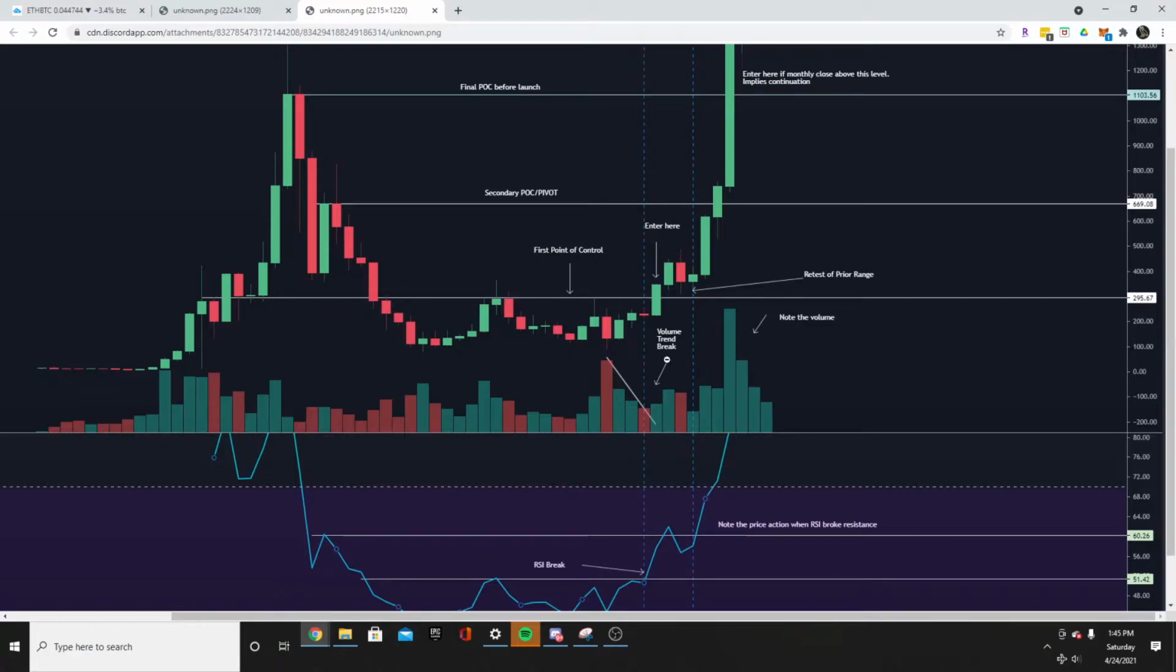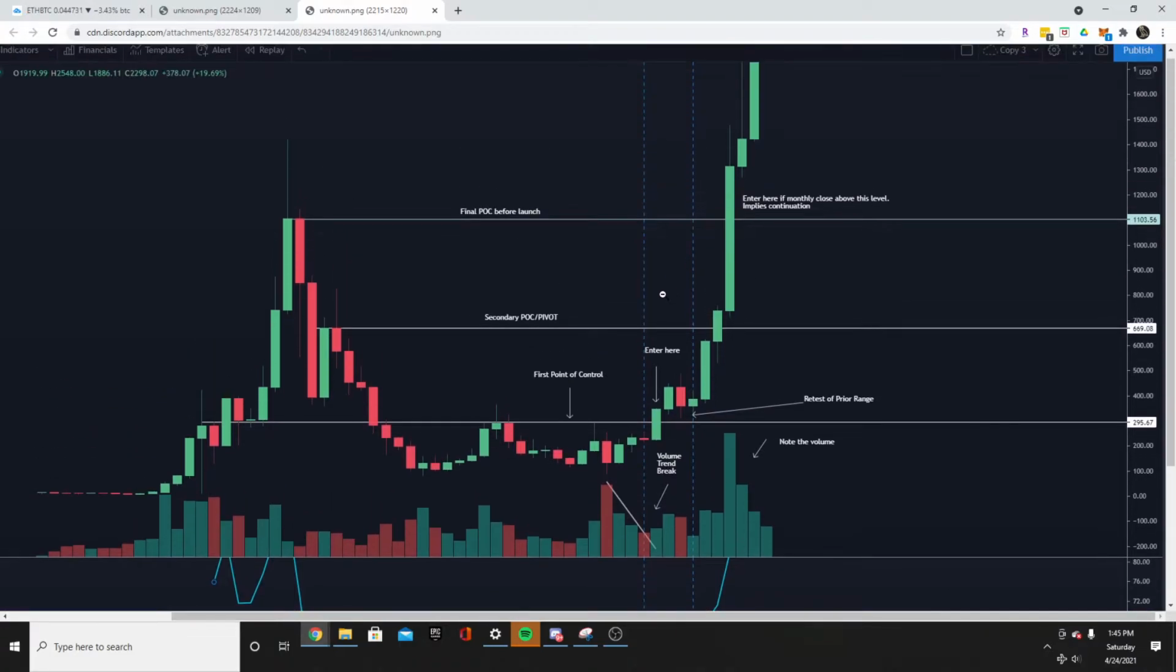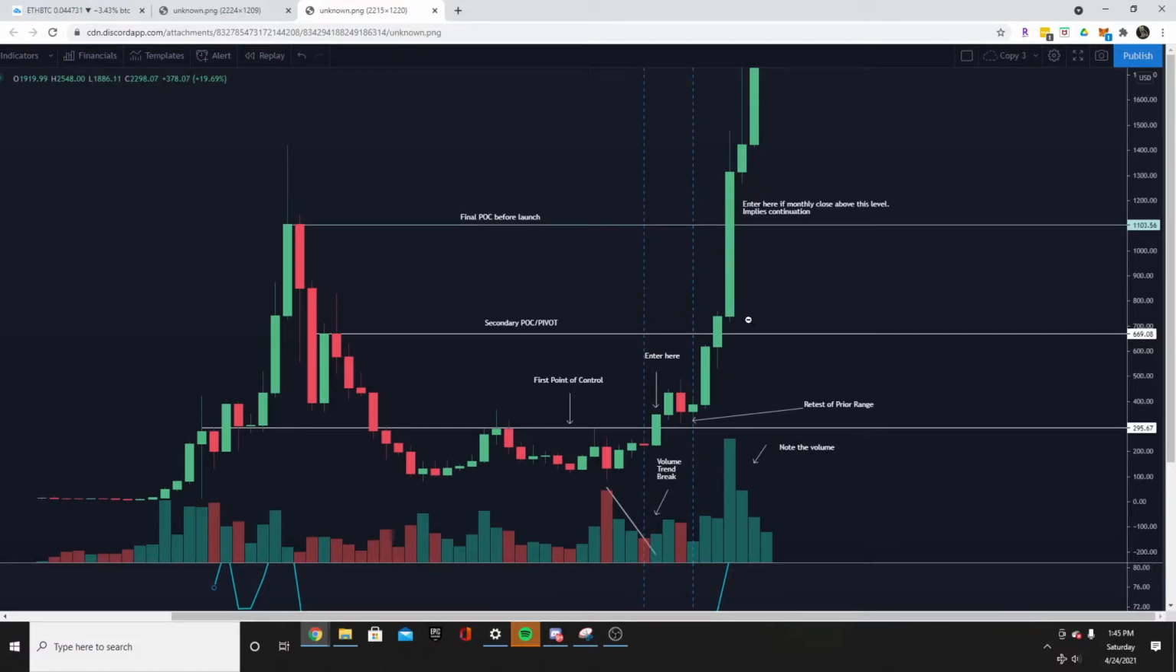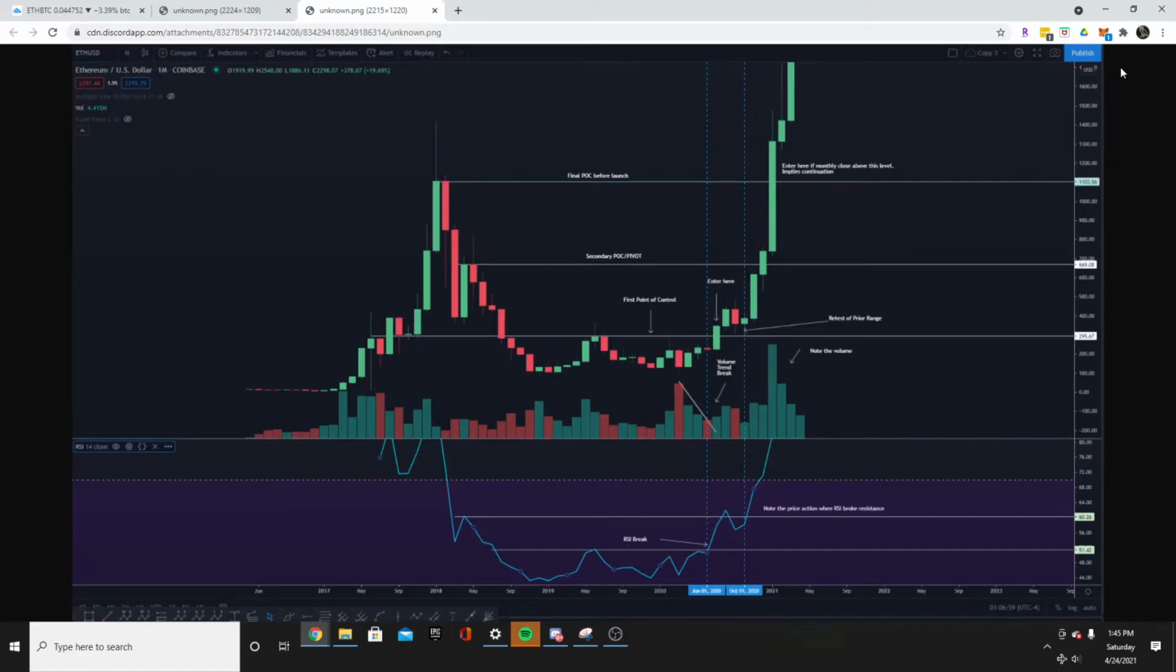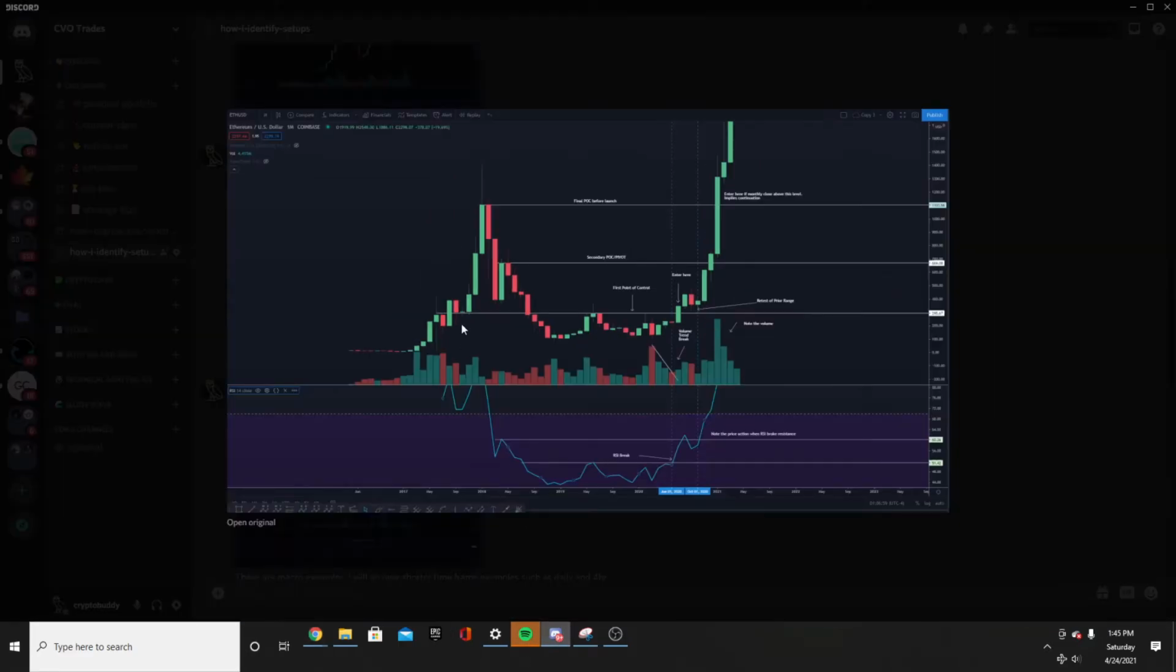You can also note the volume break. And then came back up, closed above this point of control, went up. Now we're at the secondary point of control, 669. We held above it and closed on the monthly level, continued up. And then our last point of control is at 1100. And we closed above it on a monthly time frame. And then we just kept skyrocketing. And then you can also note the volume. Alright, let's look at something else.